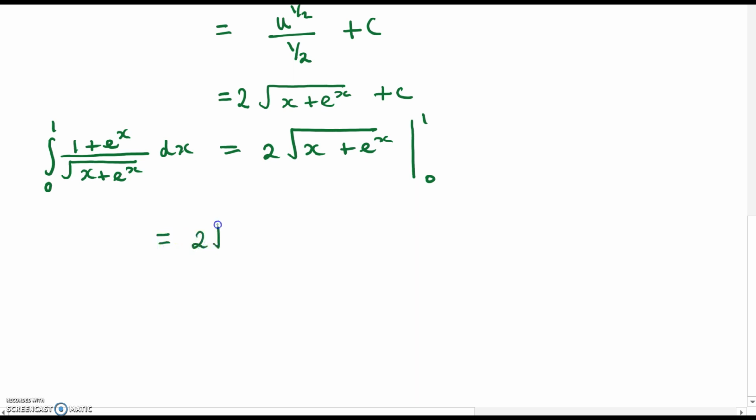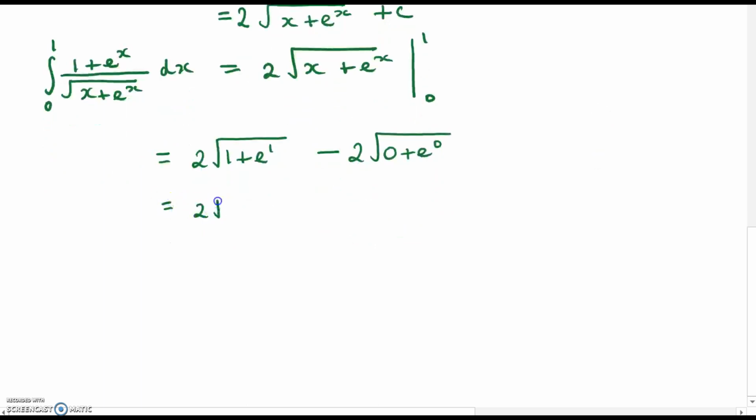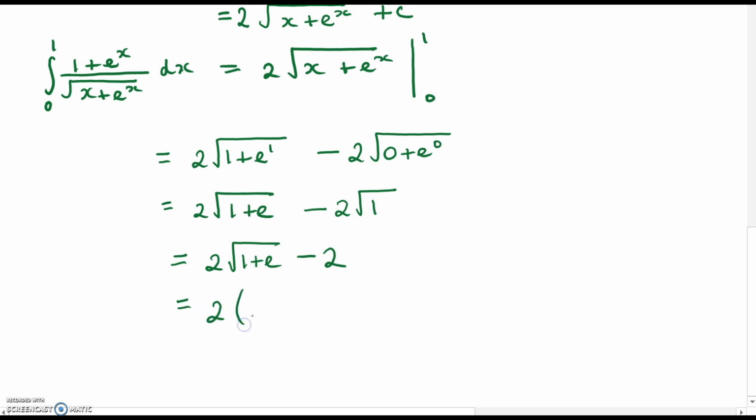And that's going to give you 2 times the square root of (1 plus e to the 1) minus 2 times the square root of (0 plus e to the 0). And it's going to be 2 times the square root of (1 plus e), since e to the 1 is just e, minus 2 times the square root of (0 plus 1), since 0 is nothing and e to the 0 is 1. Okay, so that's simply going to be 2 times the square root of (1 plus e) minus 2, and if you want to, you can factor the 2 out. You get 2 times (the square root of (1 plus e) minus 1). Okay, and that's your answer.